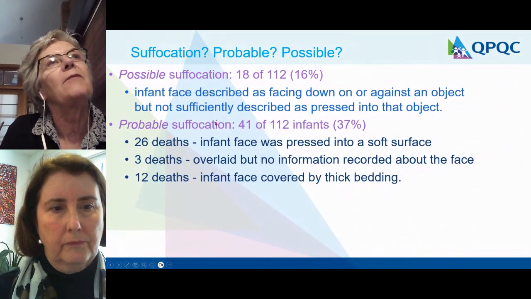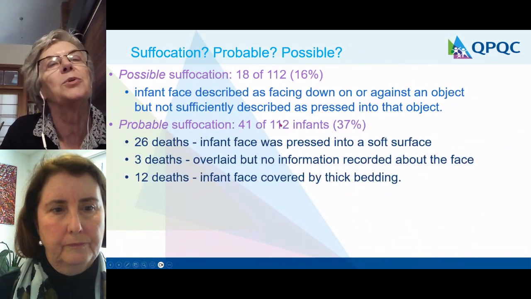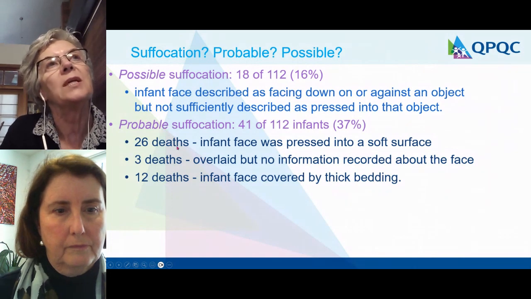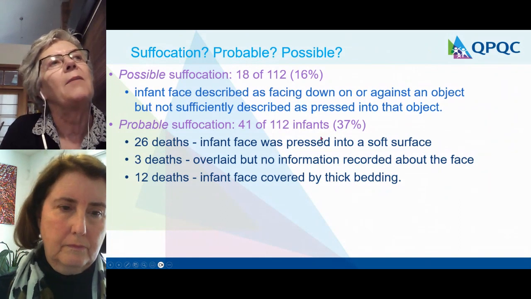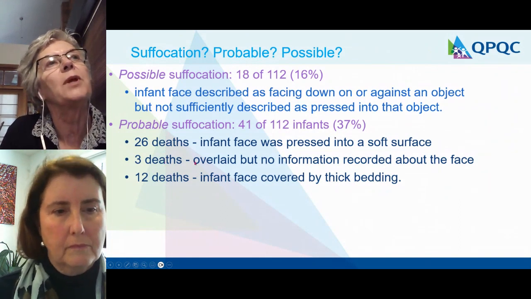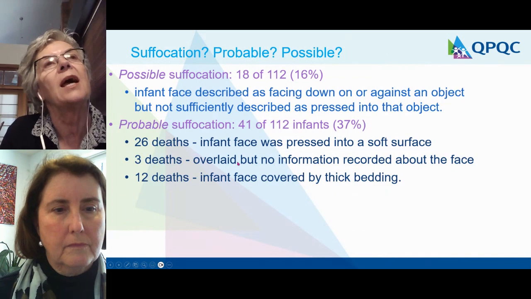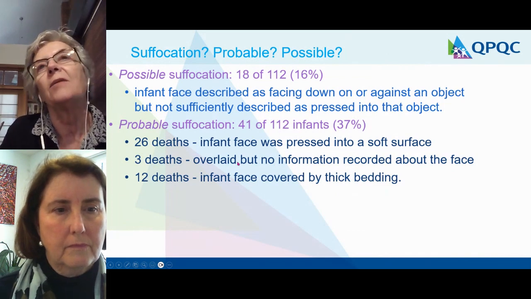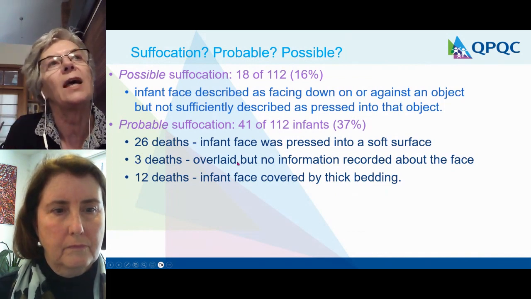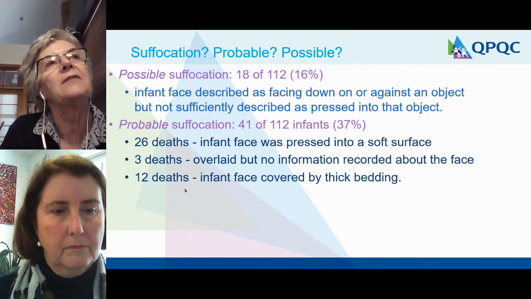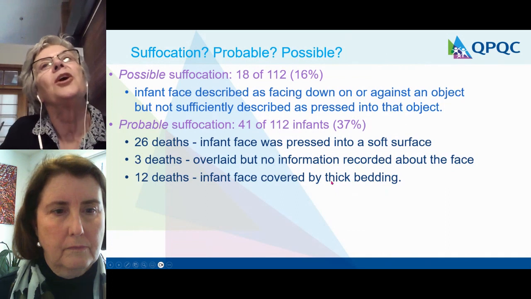And then we found another 41 of 112 infants where we thought there was probable suffocation. In 26 cases, the infant face was pressed into a soft surface. In 3 deaths, the infant was said to have been overlaid by another person, but there was no recording about where the face was in that overlay. And then in 12 deaths, the infant face was covered by thick bedding. We don't just mean a sheet, we mean thick adult doonas.